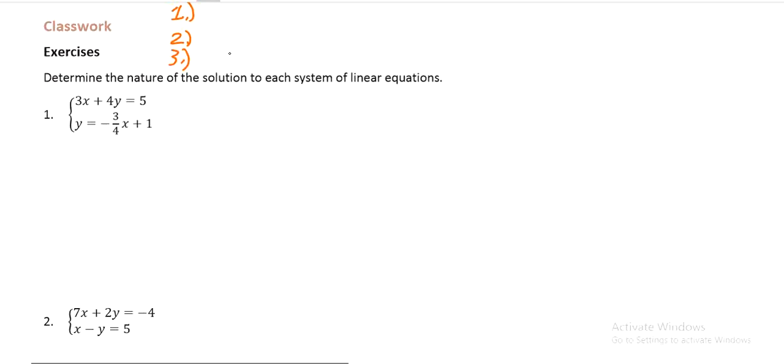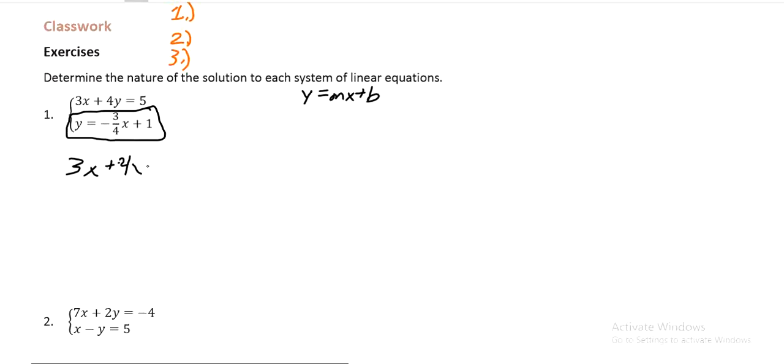What we want to do is get each equation into y equals mx plus b so that we can compare the slope and the y-intercept. So we see how the bottom equation is already in that form. Negative 3/4 is the m, the slope. 1 is b, the y-intercept. We have to do some work with the first equation though.